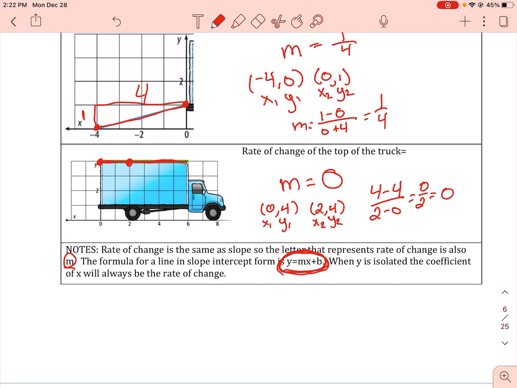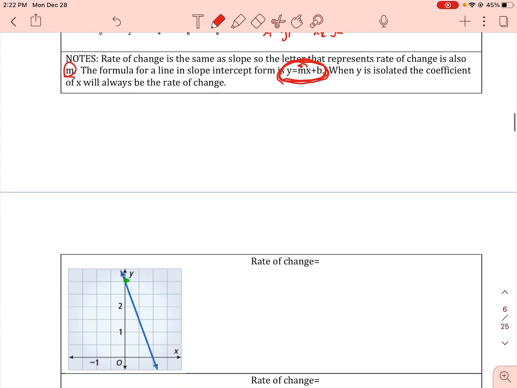So notice that y is all by itself. The rate of change always goes in front of x. So see how m is right in front of x? So the rate of change will always be right in front of the x in this equation. So when y is by itself, the number in front of x, or the coefficient of x, will always be your rate of change.